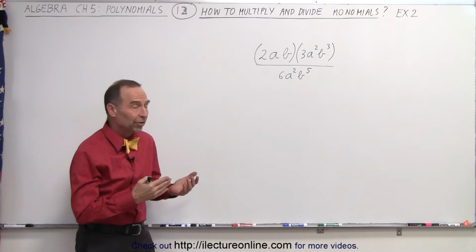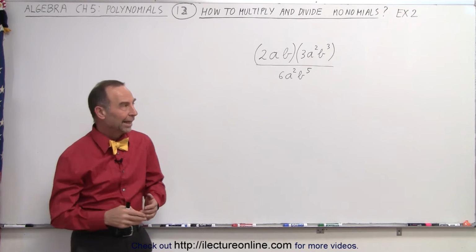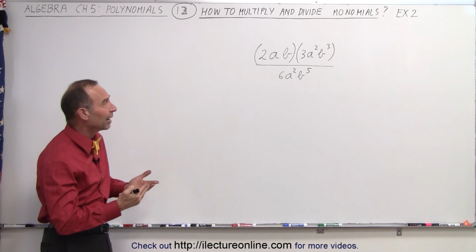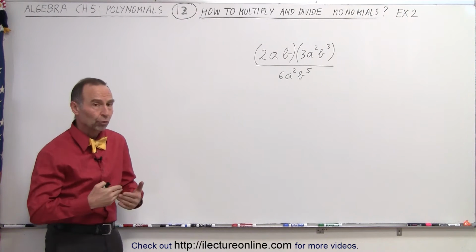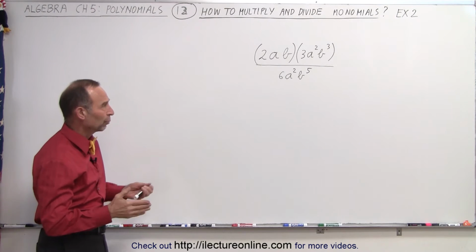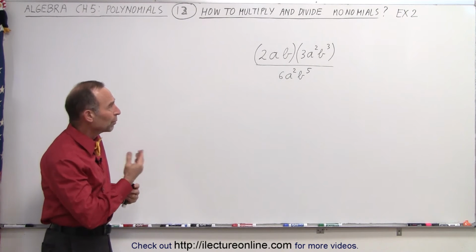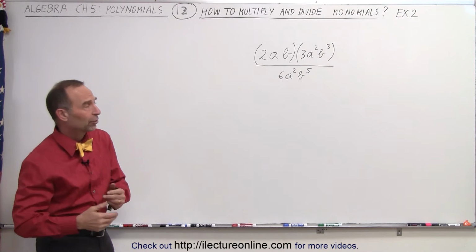Sometimes we have a division and multiplication all at once in a single expression. And so what we need to do here is multiply and divide, and then of course apply the rules of exponents. When we're multiplying and the base is the same, we add exponents. When we divide and the base is the same, we subtract exponents.